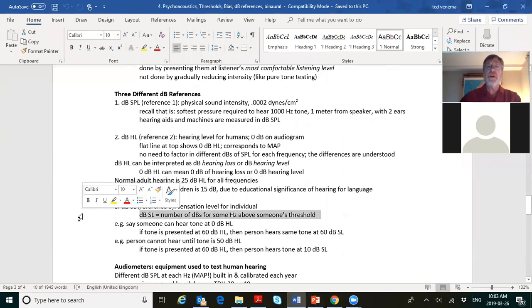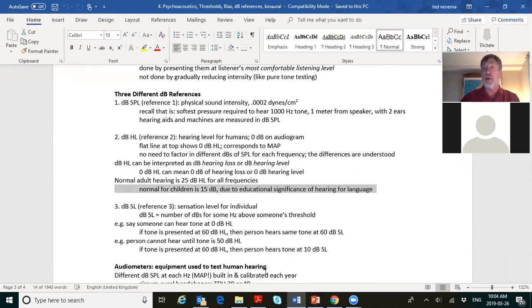The third, here, normal hearing for children, we're more strict. It's 15 decibels or less. And the reason why that is the case is because children need all the hearing they can get to learn language. Adults already know language. So we're not as strict on adults, but for children, educationally significant hearing loss is 15 decibels of hearing loss or greater. Okay, remember that. That's very important.